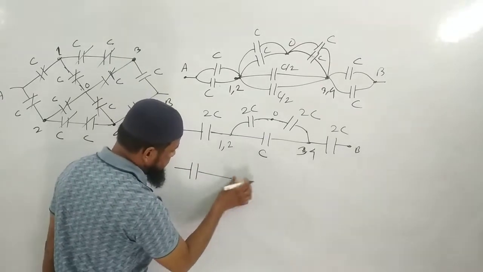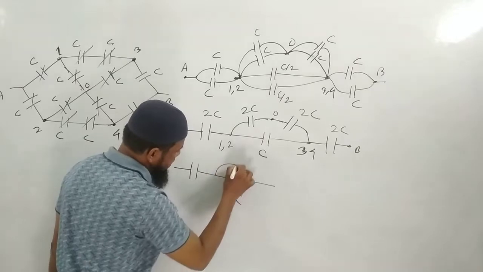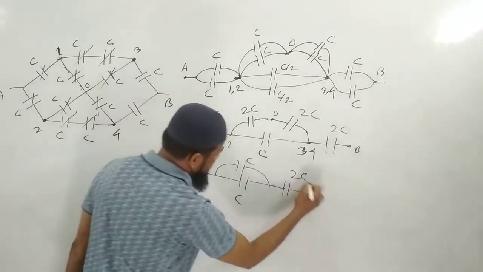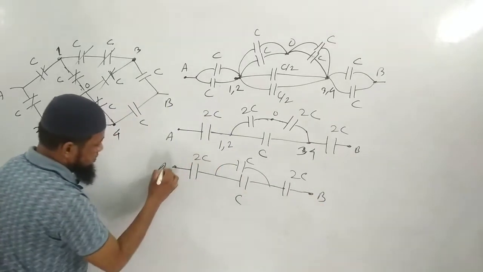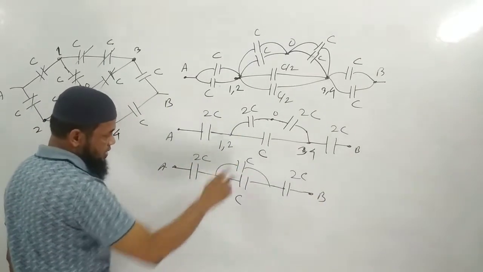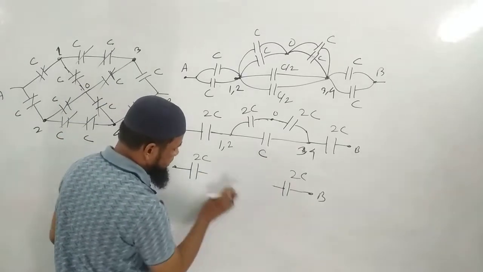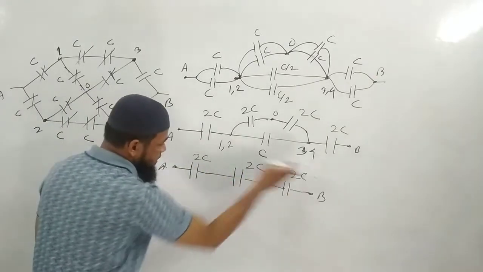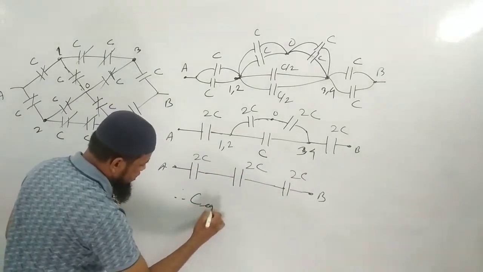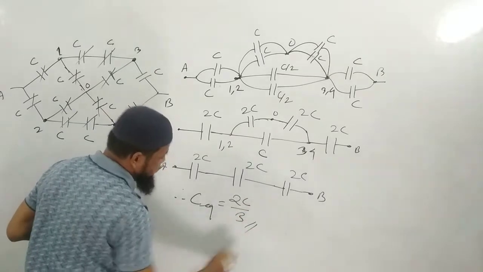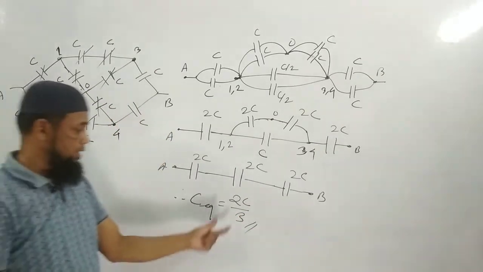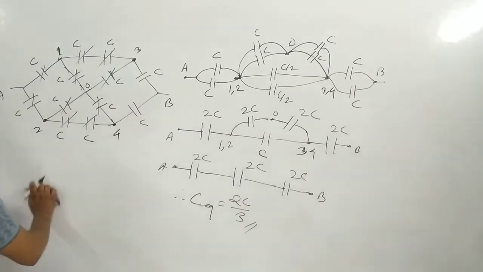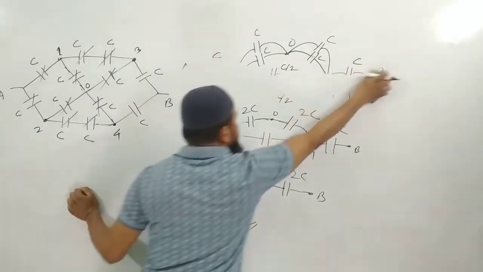Let me show you quickly. This is below C. Above also, this is going to be C. And that side is twice C. This side is twice C between A and B. So you understand C and C in parallel will become how much equal to? Twice C. Clear? So twice C, twice C, twice C in series, therefore C equivalent will become twice C by 3. Look carefully, twice C by 3. Following? Correct. Let me show you the problem in one more way.